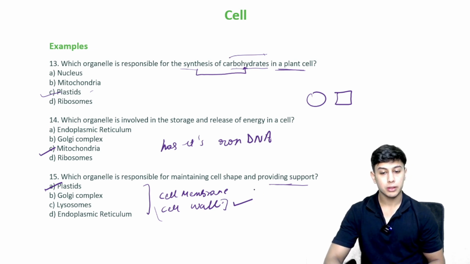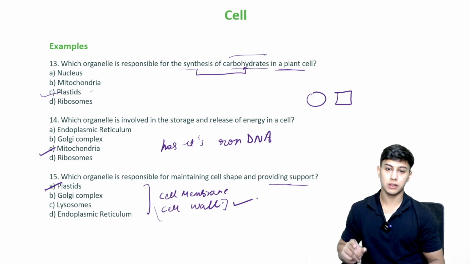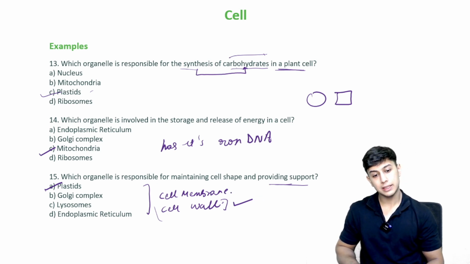Why? In plant cells, alright, because it is absent in animal cells. Cell wall is something that gives it a very structural, very hard support, alright, in plant cells. In animal cells there is only cell membrane. Out of these, which one was involved in maintaining cell shape and providing support? It was plastids.